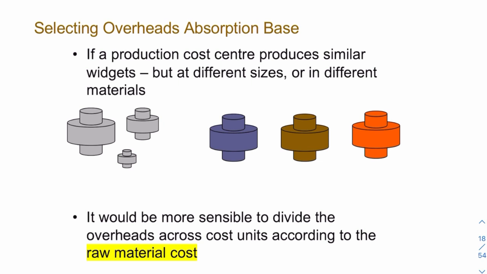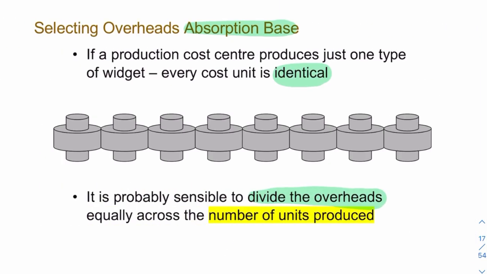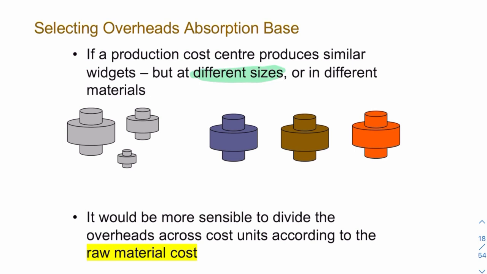Another way of doing it, if, for example, our cost units are not identical, let's say they're different, what I could do is divide by the cost of the material. So here, because they were identical, I could just divide by the number of units I make. When they're not identical, it makes sense to find something else, such as the raw material cost. All right, so this is base number 2.